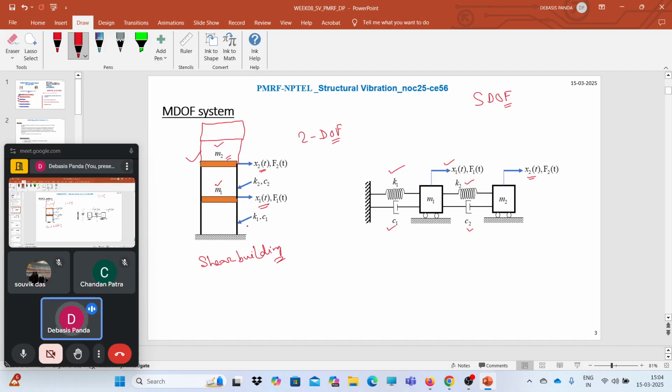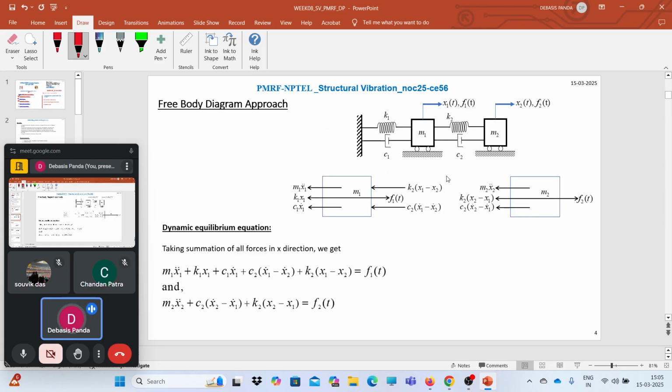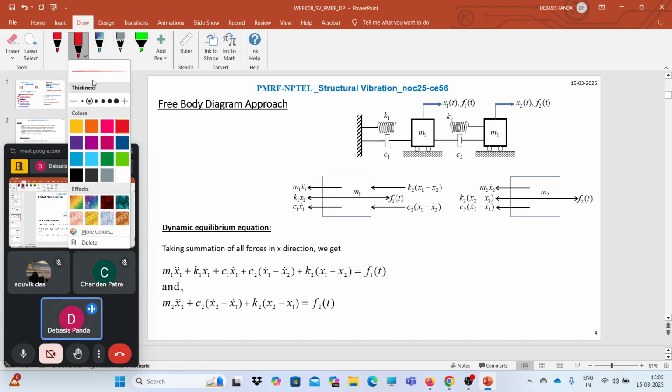Basically you can see that these two masses are coupled with each other. That means the dynamic effect of each story is coupled through the damping and stiffness. When we develop the coupled equation, we will see that these terms are coupled, and we will learn how to uncouple them, and simultaneously how to solve the response for different degree of freedom systems. So first, let's see how we can develop the equation of motion for the multi-degree of freedom system.